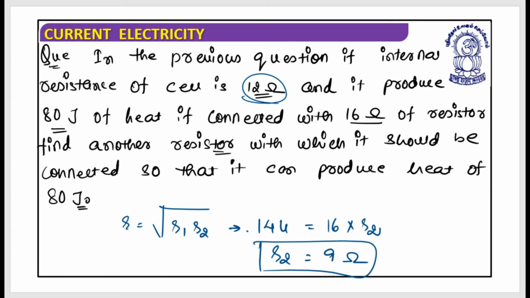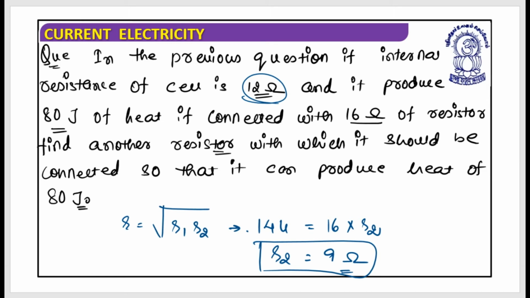So even if the same cell is used and connected with the 9 ohm resistance, it will produce the same amount of heat as it produced with the 16 ohm resistance. Is it clear? Very good question.